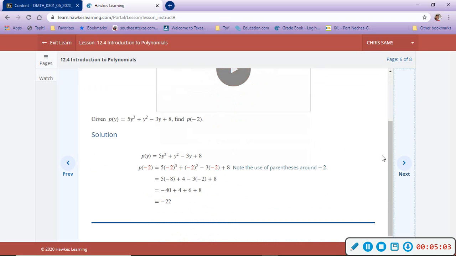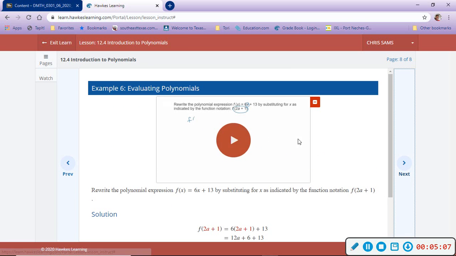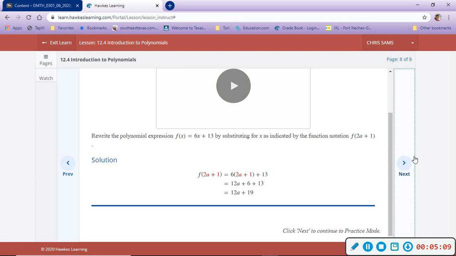Alright, so some examples here. Some more examples, and then that'll be it. So we'll jump over to Hawks and we'll start doing some.